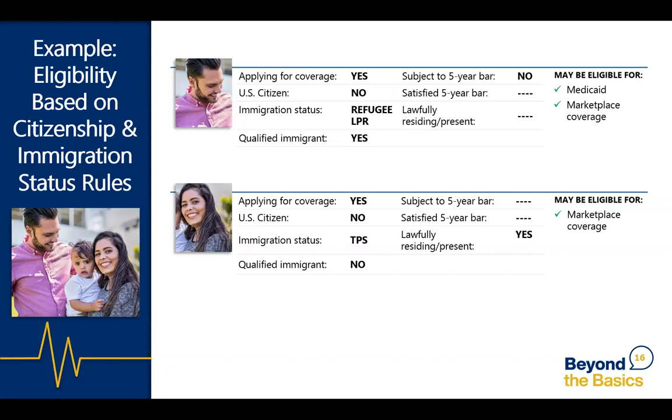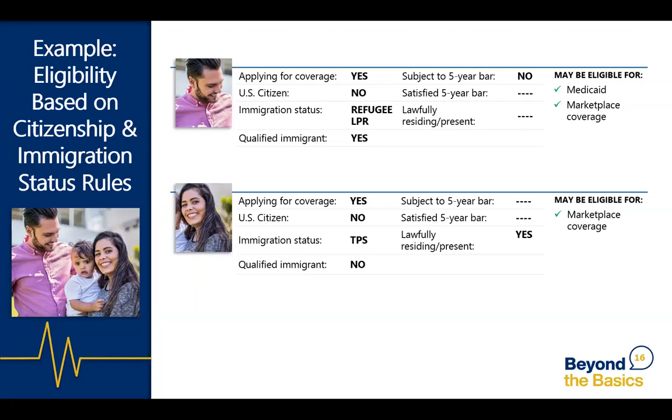Next, we're going to look at, I can't remember her name. We will look at Gina, I believe. We'll call her Gina. She's applying for coverage. She's not a US citizen. She has temporary protected status, which is not one of the statuses that are listed as a qualified immigrant. So it's not relevant whether or not she's subject to the 5-year bar, because you have to be in one of those qualified immigrant statuses before we even begin to ask whether or not the individual is subject to the 5-year bar or has met the 5-year bar.